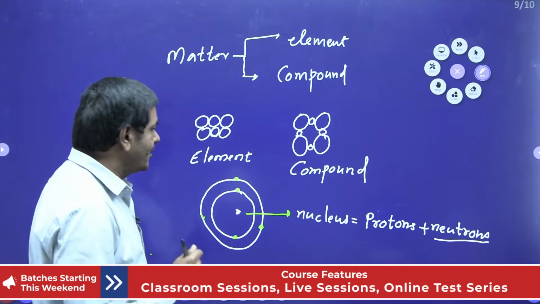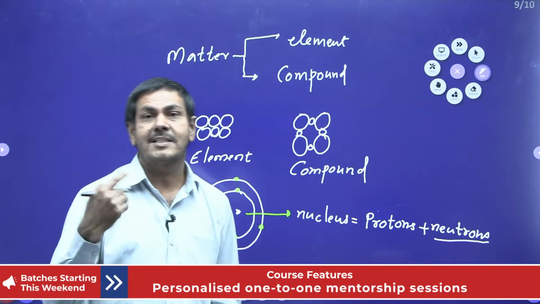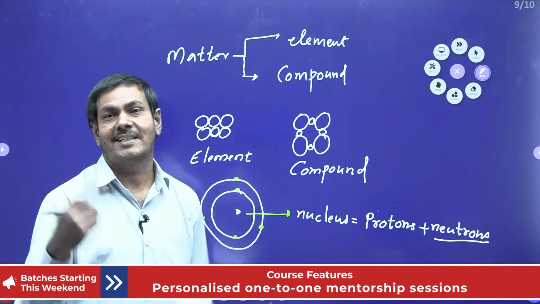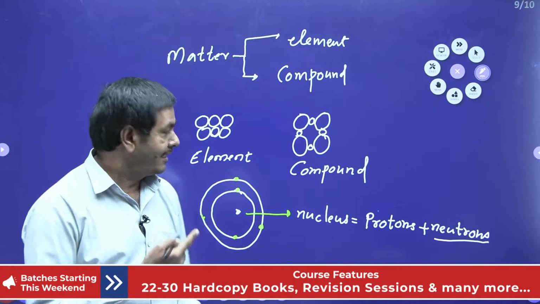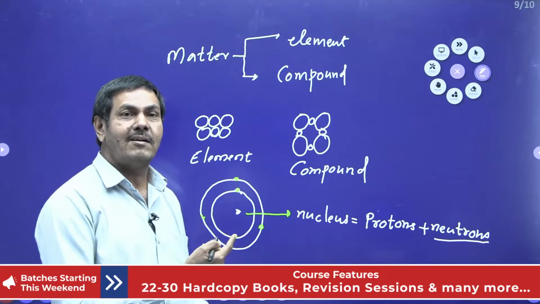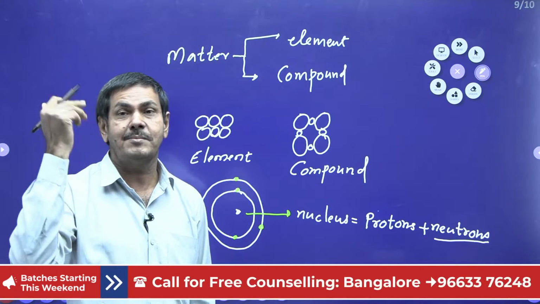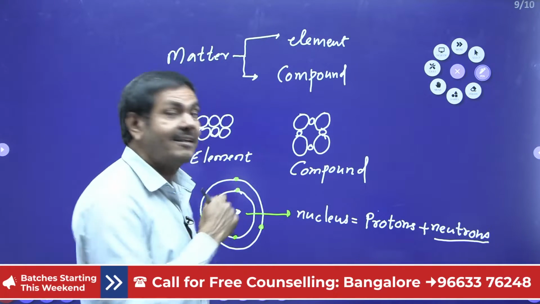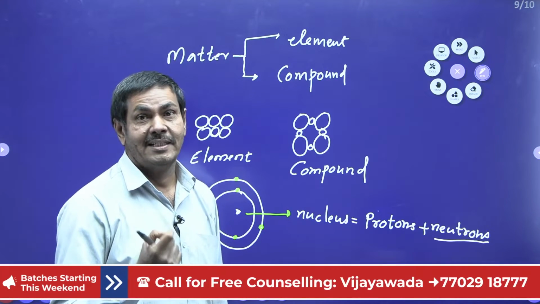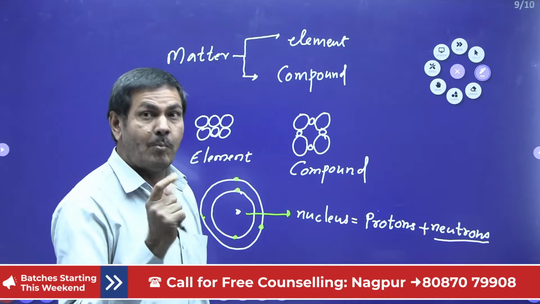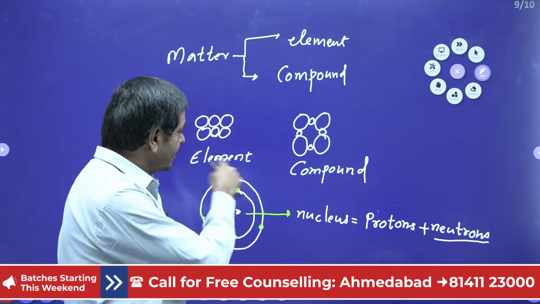Here students will get a doubt: sir, the electron is revolving, so why does the nucleus not revolve? Such a question also arises for some students. The weight of the proton is about 10,000 times higher than the electron. Its weight is very large, so the nucleus is immobile. The electron is the one that revolves.